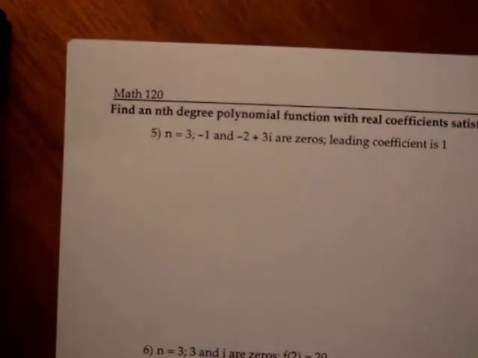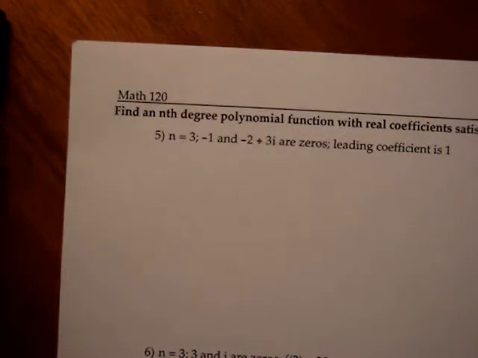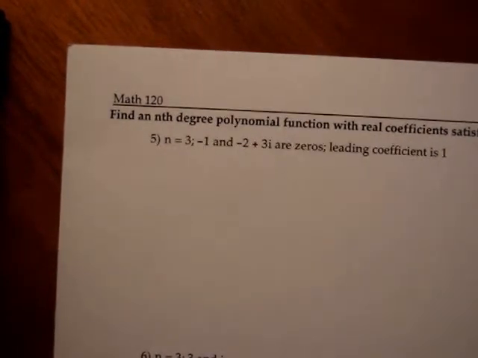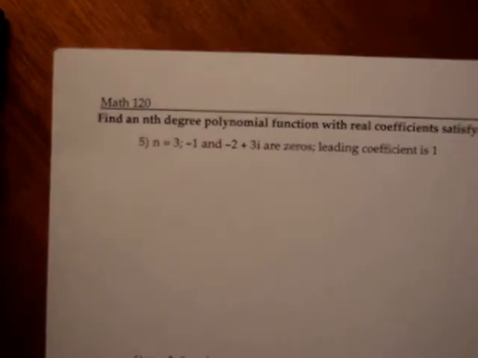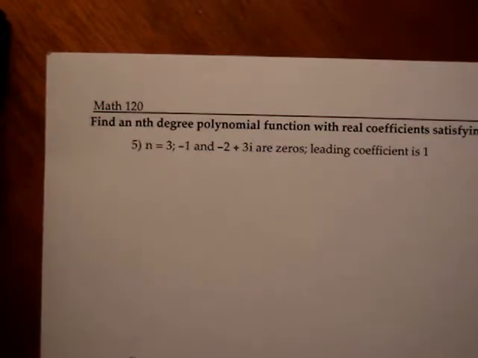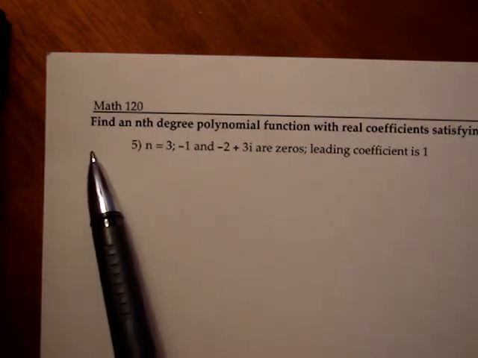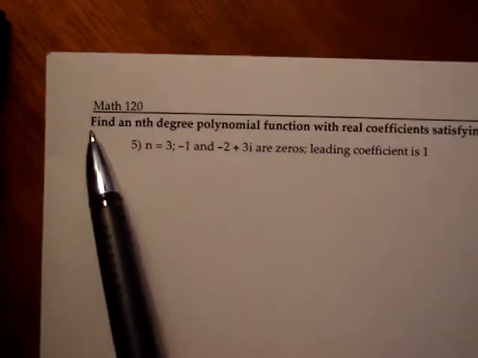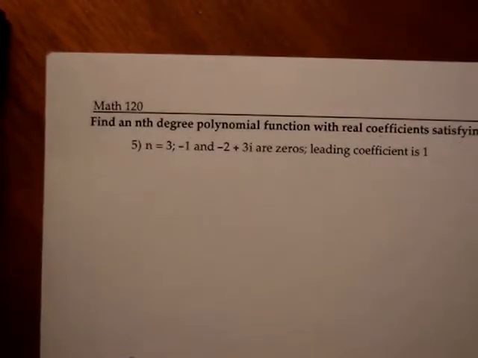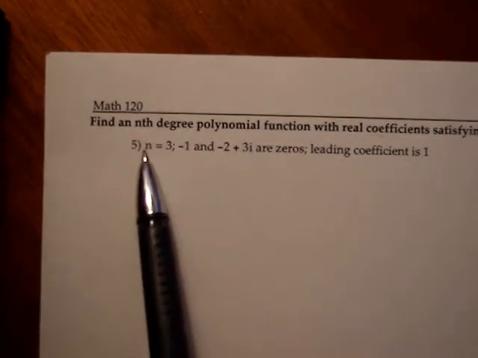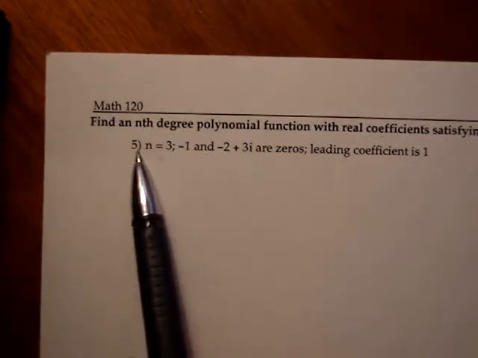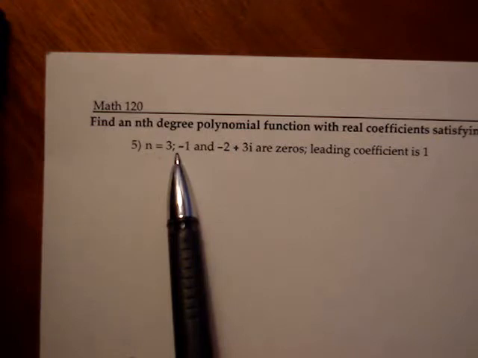Okay. Now, there's one more thing you need to know. We're not just dealing with real numbers here. We're also going to deal with complex numbers. So here, I'm asking the same question, but let's read it formally. It says, find an nth degree polynomial function with real coefficients satisfying the given conditions. Well, nth degree, n equals 3. Third degree polynomial is what I'm looking for.